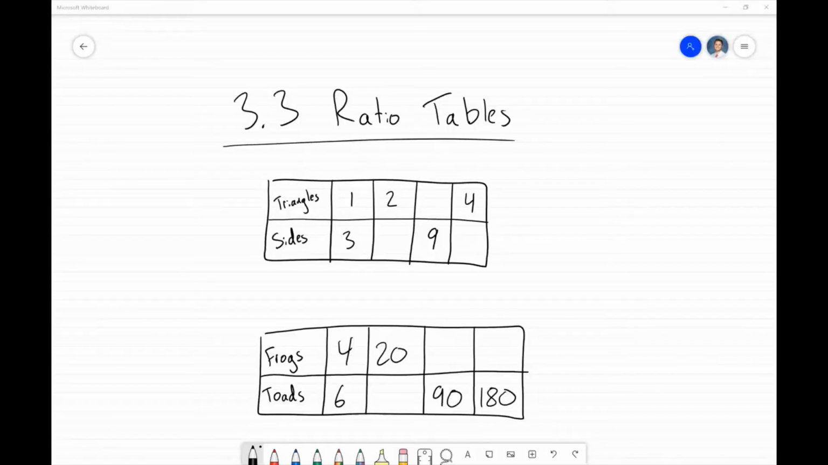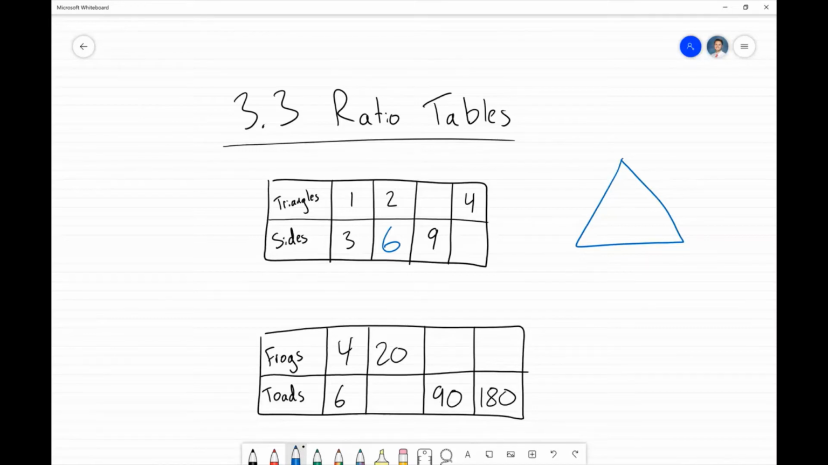Ratio tables are a way that we can find and organize equivalent ratios. So if we were to look at this first example with triangles and sides, we can see, right, for every one triangle, there are 3 sides. We know that to be true, right? If we've got a triangle, we know that triangle has 3 sides. So if we wanted to continue with this table, we know that if there are 2 triangles, it will have 2 times 3, 6 sides.